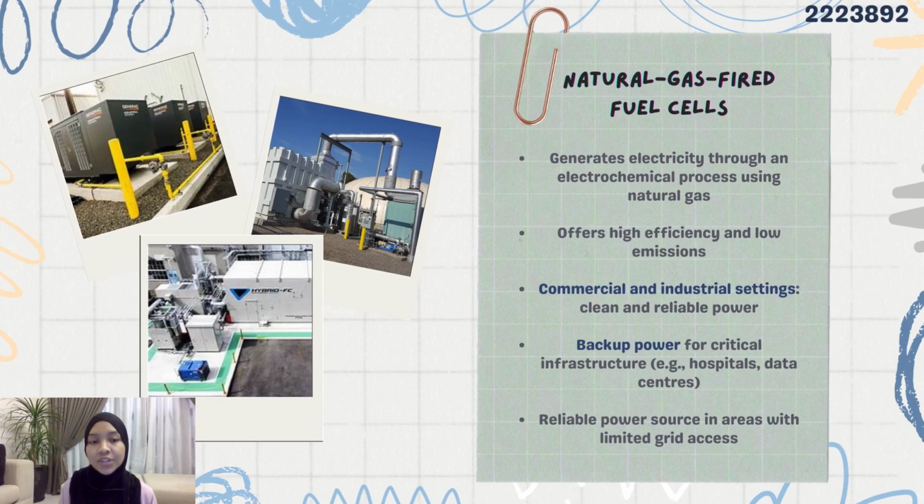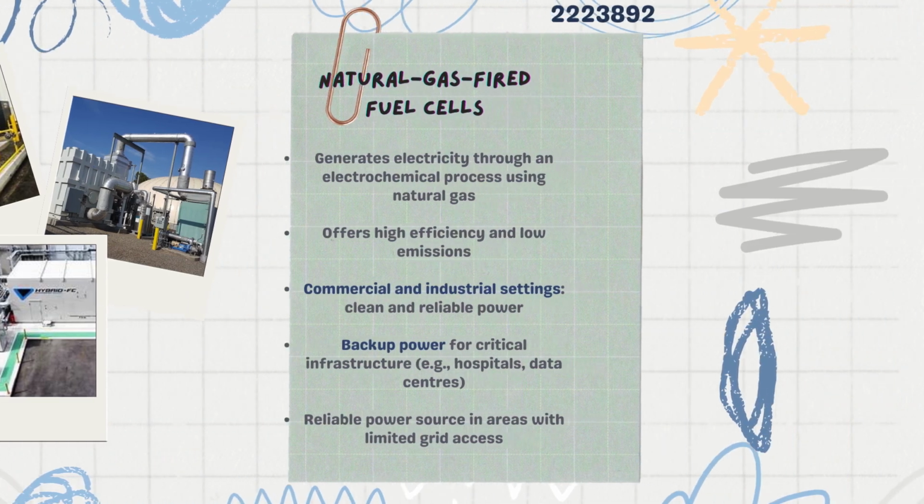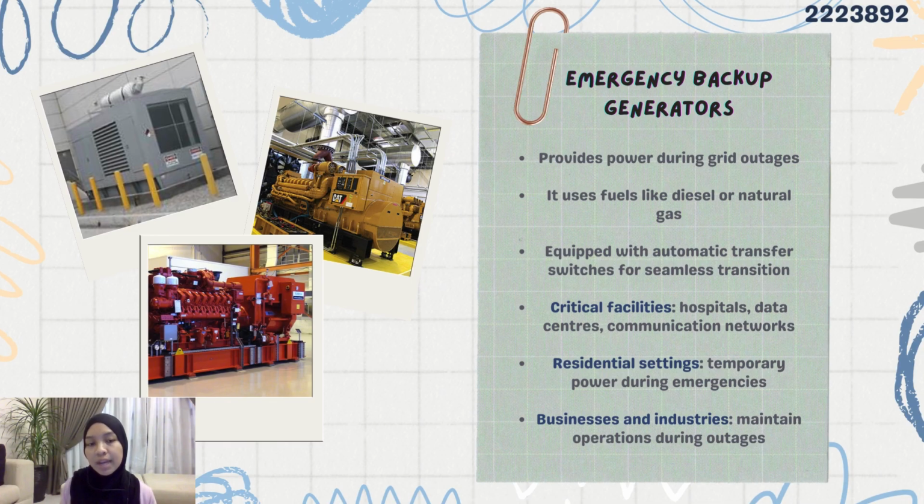Moving forward to natural gas fired fuel cells. Natural gas fired fuel cells generate electricity through an electrochemical process using natural gas, offering high efficiency and low emission. So they are used for clean, reliable power in commercial and industrial settings. Natural gas fired fuel cells provide backup power for critical infrastructure and serve as a dependable power source in areas with limited grid access. Last but not least is emergency backup generators.